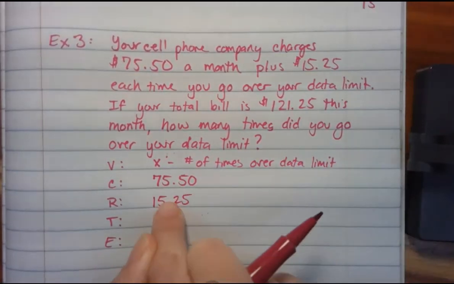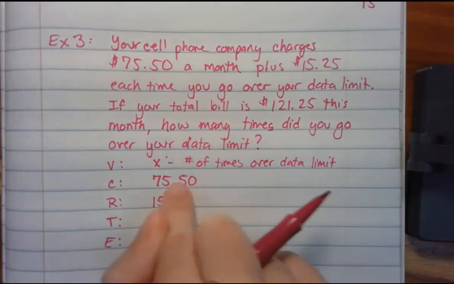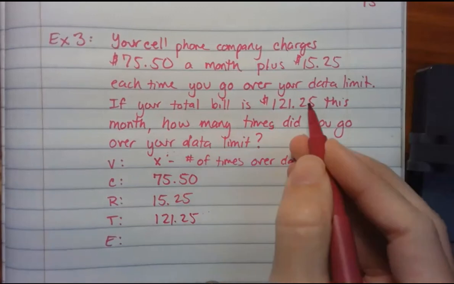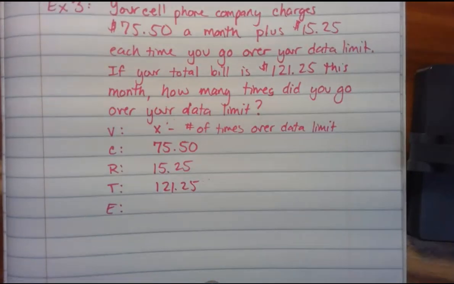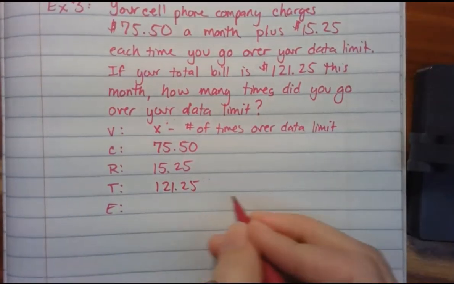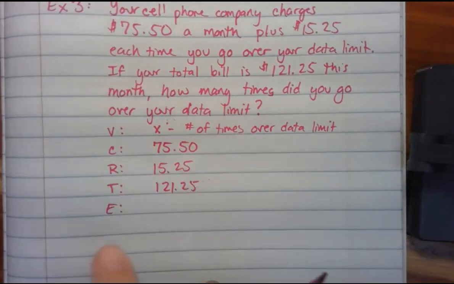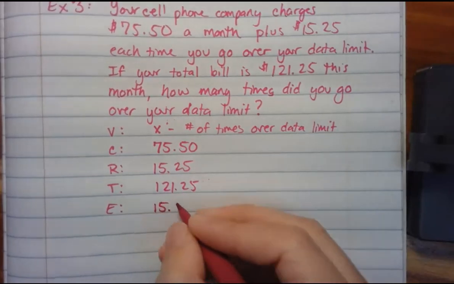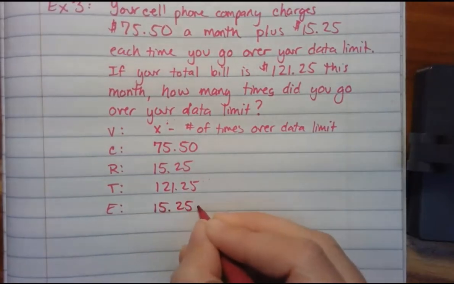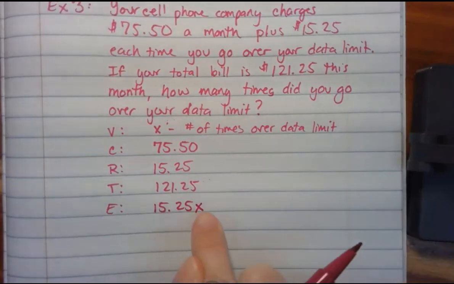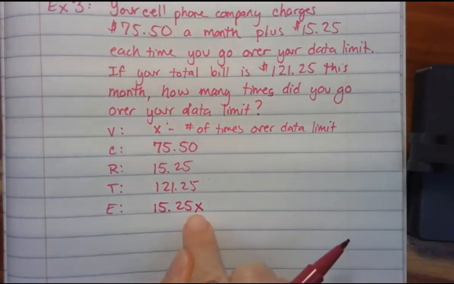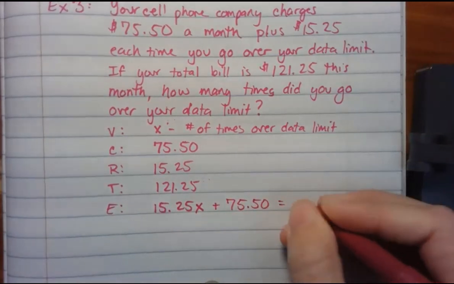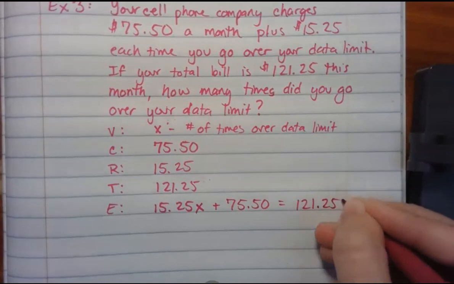If I go over once, it's just 1 times this. If I go over twice, it's going to be 2 times this. The total, of course, is $121.25. It tells us that, total bill. And then my equation is going to, again, follow that pattern. Now, you don't have to write out the pattern every single time. Hopefully, we've done it enough now for you to know that I'm going to take the rate. So the rate, $15.25, that's how much they're charging me every time I go over. So that's what's going to be multiplied by X. We're going to add on the constant. That's my $75.50. And that should equal the total of $121.25.